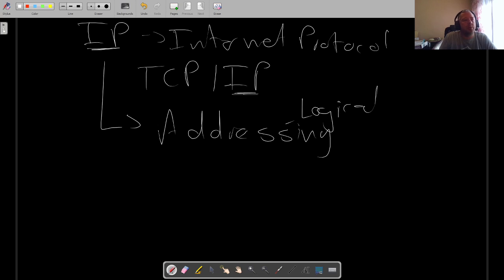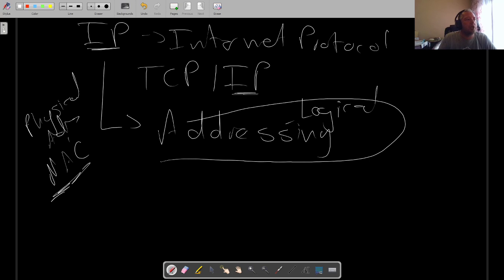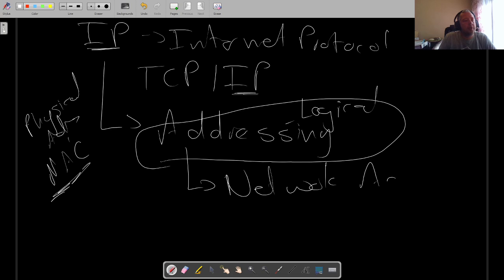Because remember, we also talked at an earlier stage about physical addressing, and we learned that the physical address is the MAC address. So now IP or an IP address is when we start talking about logical addressing. And what is logical addressing? Logical addressing is what we call network addressing. So it's giving an address to the network so that we can find different networks.